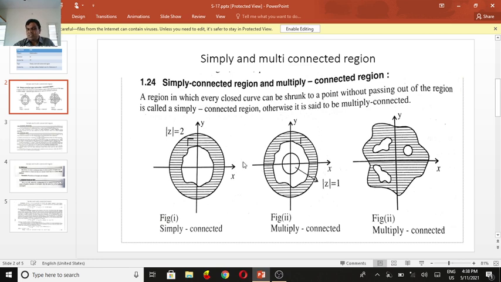So, multi-connected regions. You observe in graph 1, this is a circle with center at the origin and radius 2. This is the region inside it, whatever the area may be. It is bounded, and this region is simply connected. This is also connected, but one more area is there. It is called a multi-connected region, with two or three connected areas. This is an area, this is an area. This is called a multi-connected region.